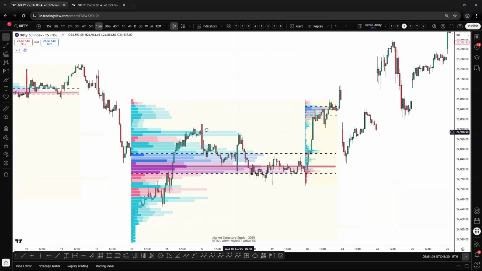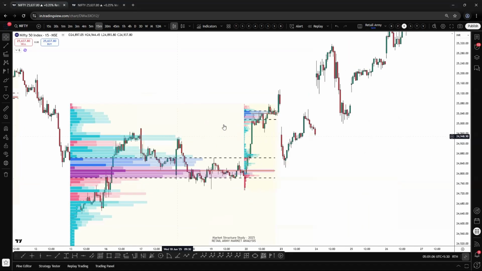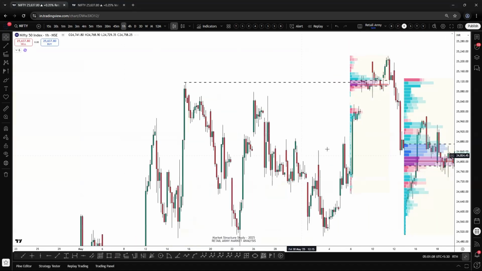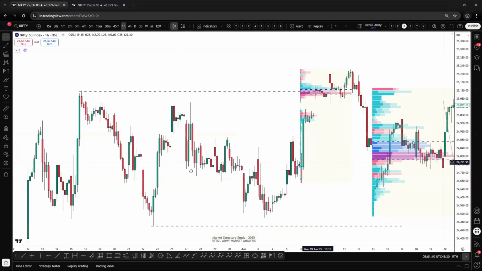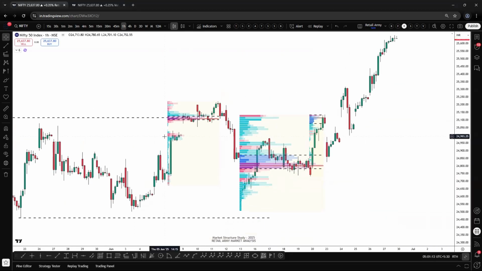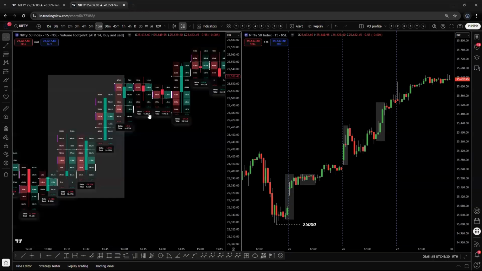In this video, we'll talk about Nifty structure. I want to talk about the current wave which is going on, how far it can go, how to trade it, and especially towards the end, for those who watch the entire video, I'll share one simple trick.